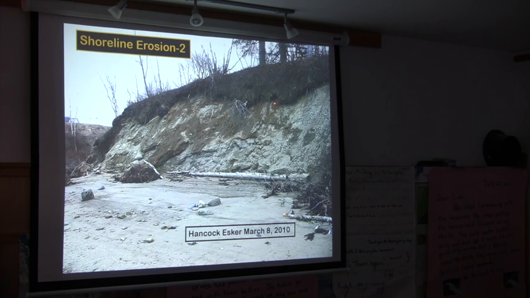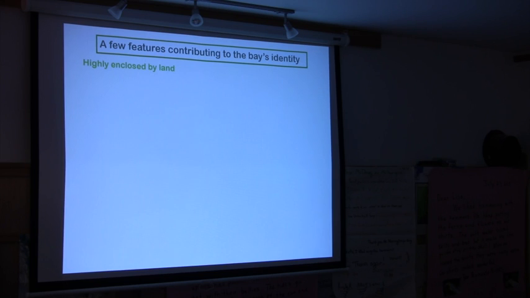And here's a huge mat. This is 5 feet of soil. So 5 feet of sand has been undercut, letting the bank slump. And this is rapidly going. Here's the erosion taking the bank out from under the soil on the top. And these days are numbered. There's nothing you can do to stop it.